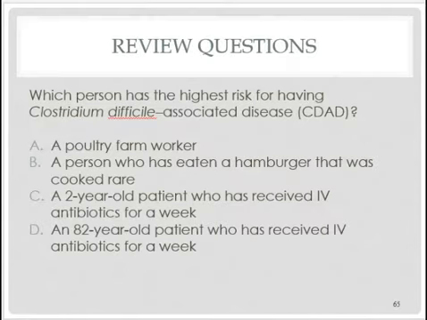Okay, next question. Which person has the highest risk for having Clostridium difficile associated disease? A. A poultry farm worker. B. A person who has eaten a hamburger that was cooked rare. C. A 2-year-old patient who has received IV antibiotics for a week. D. An 82-year-old patient who has received IV antibiotics for a week. I'll give you a second to think about that.